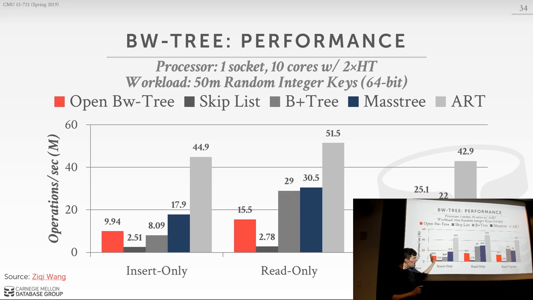So now you see the radix tree crushes everything, right? And the main takeaway here is that the radix tree, MassTree, and the B+ tree are all using latches.